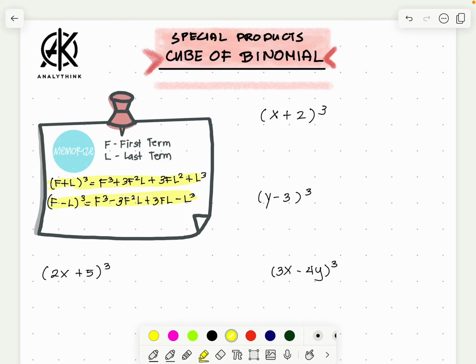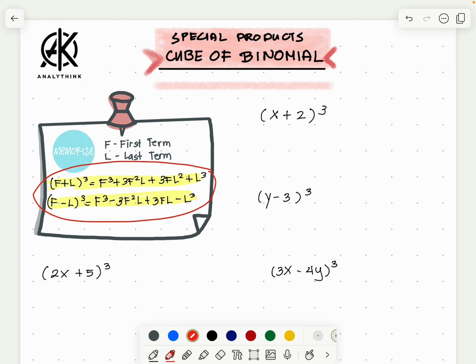About special products, which is cube of binomial. So for cube of binomial, you have to remember this pattern. This one. Okay, so F here stands for your first term and L stands for your last term.